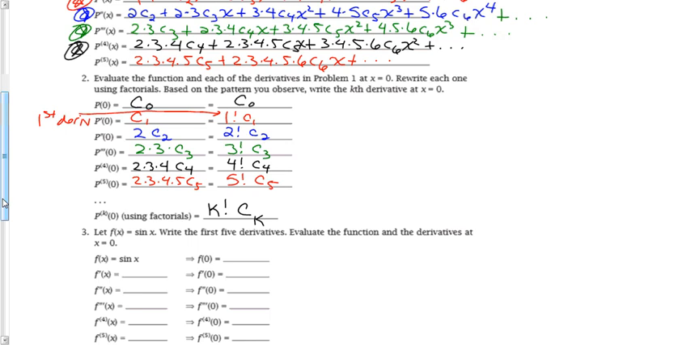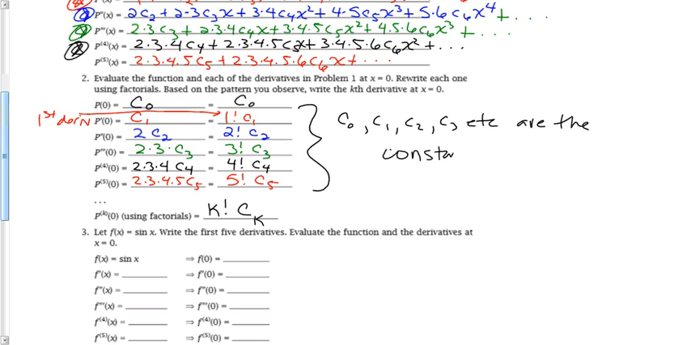So for number 3, what we're going to do is actually do this and see how it helps us. Again, what we need to remember is these are not the constants. The c naught, c1, c2, c3, etc. are the constants in our function, our power series.